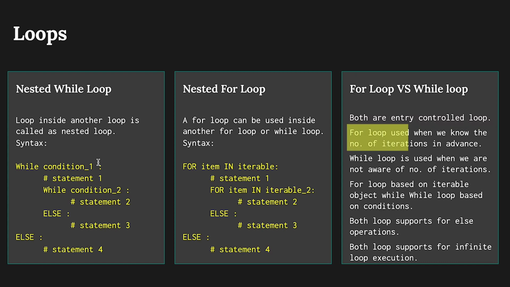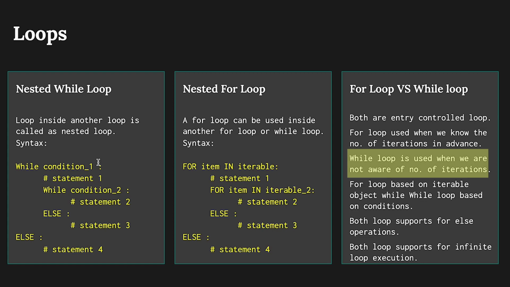A for loop is used when we know the number of iterations in advance. Let's assume you want to execute a loop 3 times. Then we will use a for loop. A while loop is used when we are not aware of the iterations. Let's take one example of a game. I want to implement a game called guessing a number. We don't know how many iterations will be required for guessing that number. So this program will be implemented with the help of a while loop.